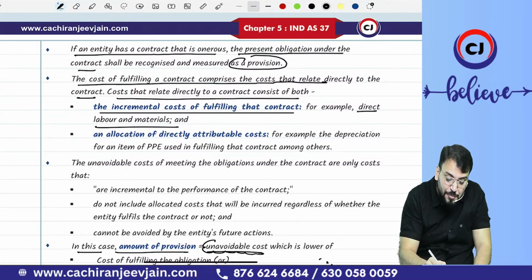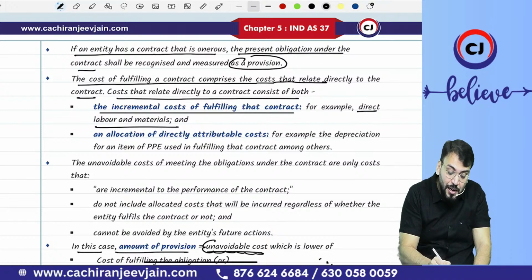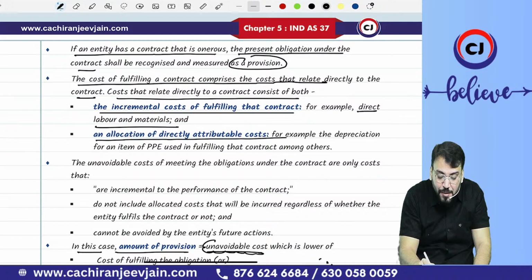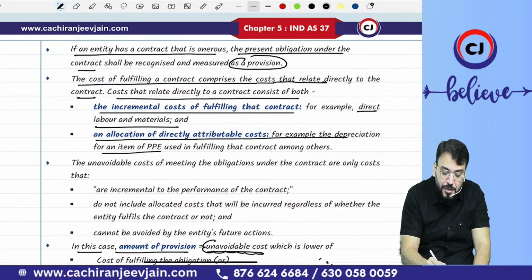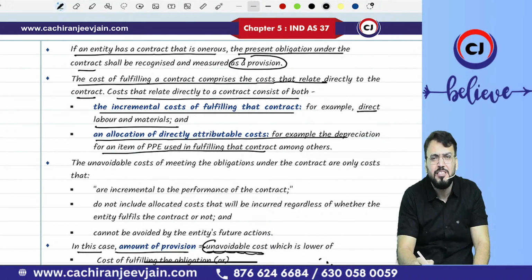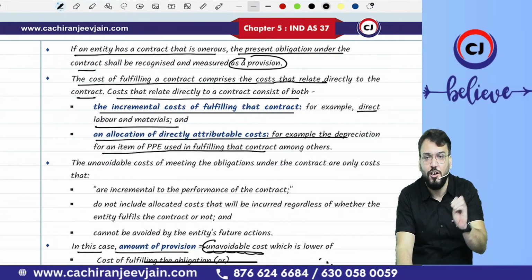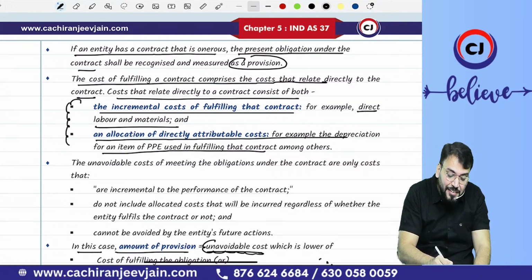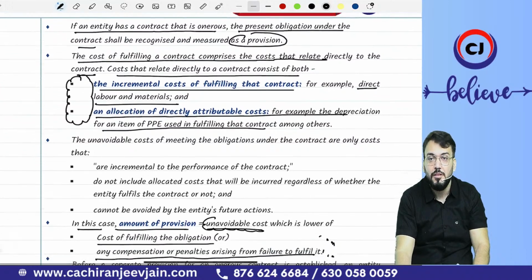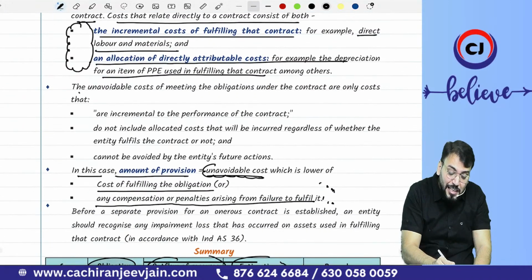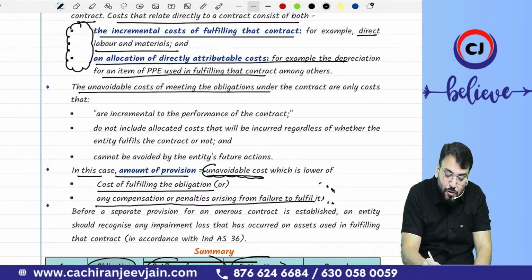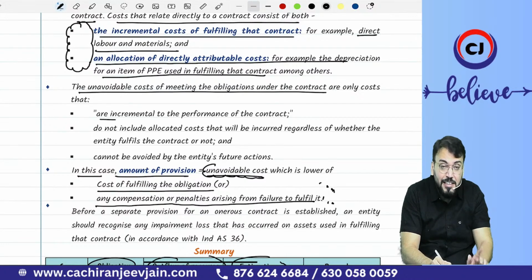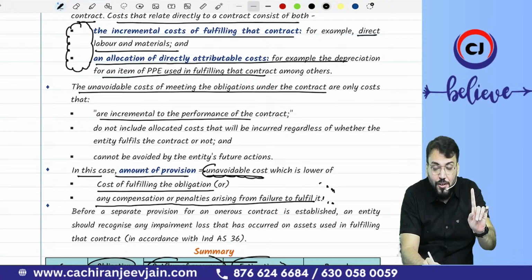So the incremental cost of fulfilling the contract and an allocation of all the directly attributable costs. For example, the depreciation of an item of PPE used in fulfilling the contract, in simple words all the overhead costs. So these become the costs that are directly relating to the contract. So this becomes the unavoidable cost. What they want to say is, unavoidable cost of meeting the obligation under the contract means only those costs that are incremental to the performance of the contract.